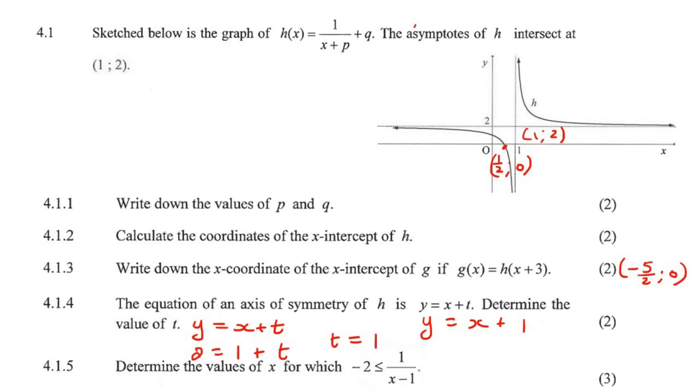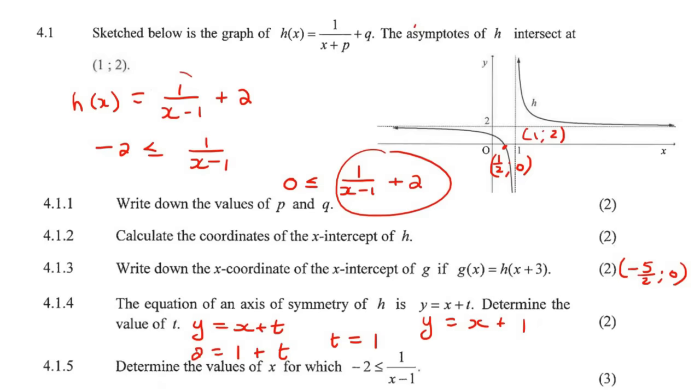The last question says, determine the x values for which this is smaller than that. I just want to write out the original equation of h. We said it was 1 over x minus 1, plus 2. So that's what our equation looks like. Now, can you see that this is almost the same? So I'm going to take that expression and bring this over to the other side. So we're going to end up with 0, like that. Look at that. Now we have the same equation that we have over here.